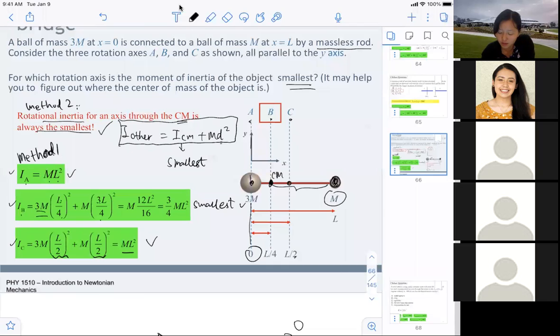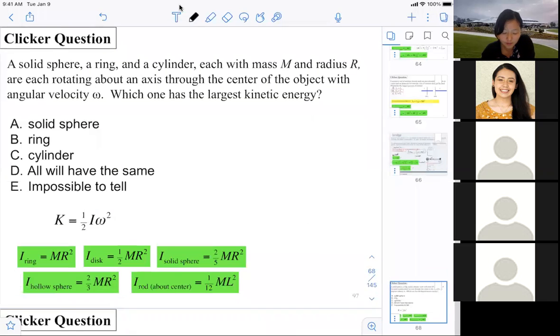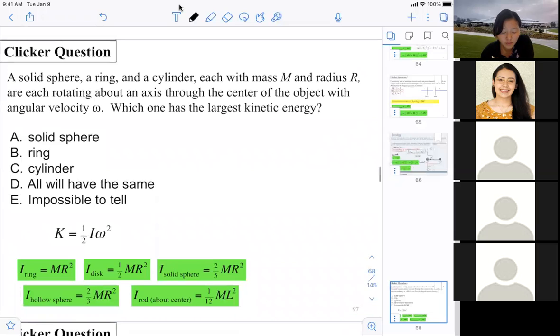Okay, if not, let's move on to take a look at this. So what about the kinetic energy? Soon enough, we will start looking at the rotational kinetic energy of different objects, and we'll use that to solve more problems. To do that, we will have to use the definition for the kinetic energy of rotation, which is 1/2 I omega squared, remember?